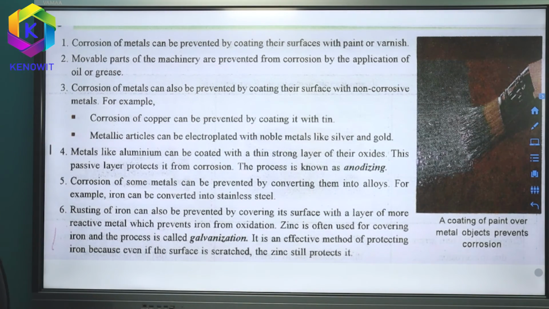Corrosion of metal can be prevented by coating their surface with paint and varnishes. Movable parts of the machinery are prevented from corrosion by the application of oiling or greasing. Corrosion of metals can also be prevented by coating their surface with non-corrosive metals, those that are not corroded easily.